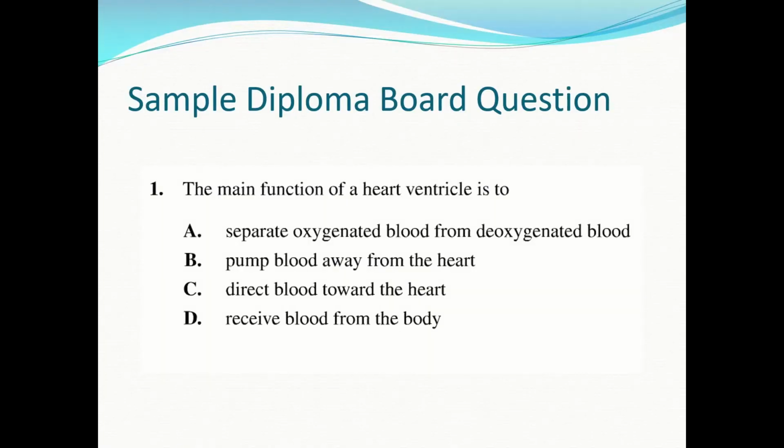Okay, so now we're going to try some sample diploma questions. Make sure you try these on your own before you watch me go through them. So the main function of the heart ventricle, right? We always go atrium, ventricle. So ventricle is going to pump blood away from the heart. Yeah, I would say so, right? This is a septum here, so that's not the answer. Direct blood towards the heart, that would be more the atrium. And receive blood from the body, that would be more atrium. I think B is definitely the best answer for this. It goes atrium, ventricle, and then to the body.